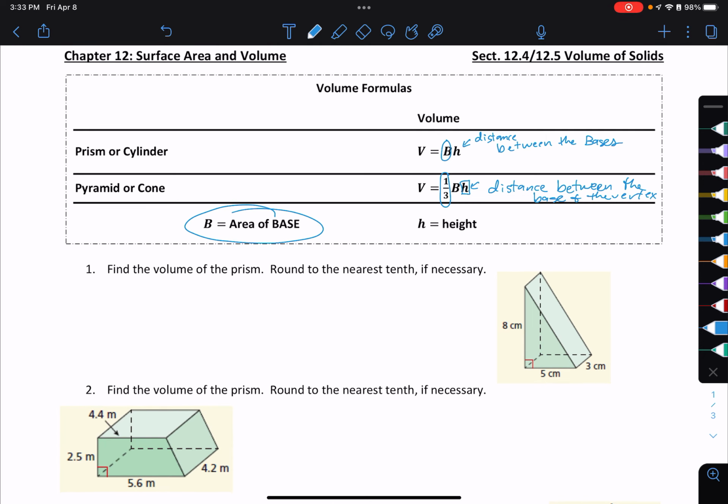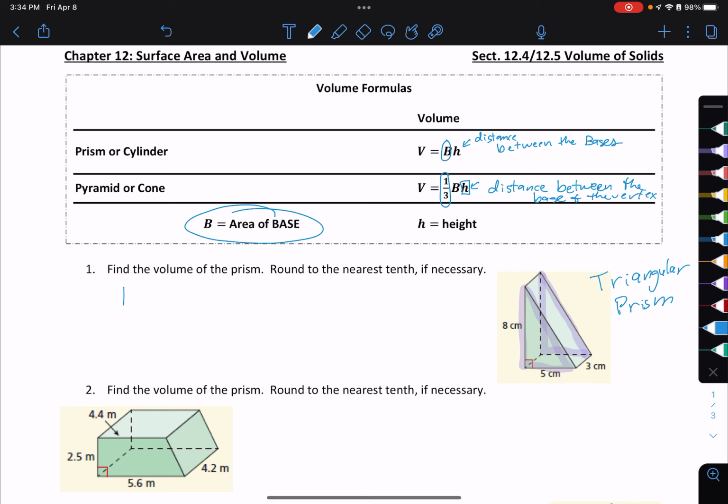So, if I look at number 1, we're asked to find the volume of the prism, round to the nearest tenth. If I look at this prism, I'm looking for the rectangles so I know which ones are the lateral faces and then which sides are the base. That means that these triangles are my base. So this would be a triangular prism.